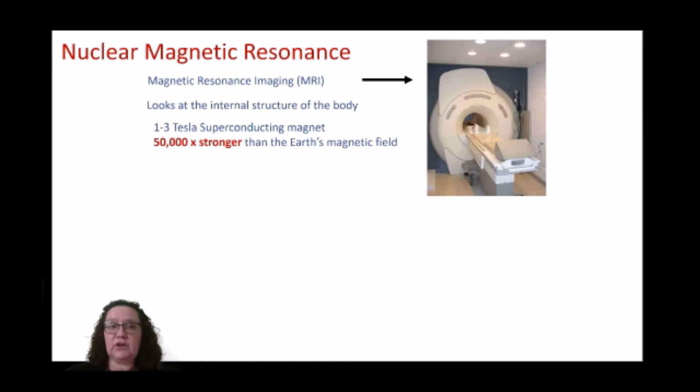MRI looks at the internal structure of the body. In MRI, the magnet has the strength of 1 to 3 Tesla. It's a superconducting magnet, and the magnetic field that magnet produces is 50,000 times stronger than the Earth's magnetic field.